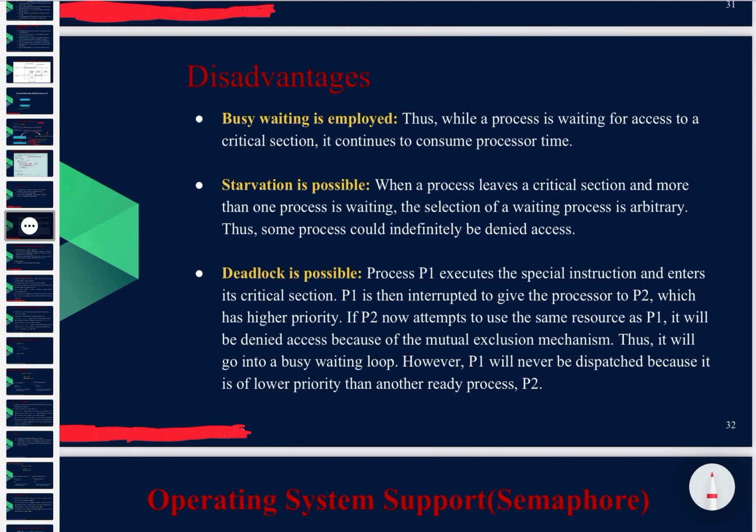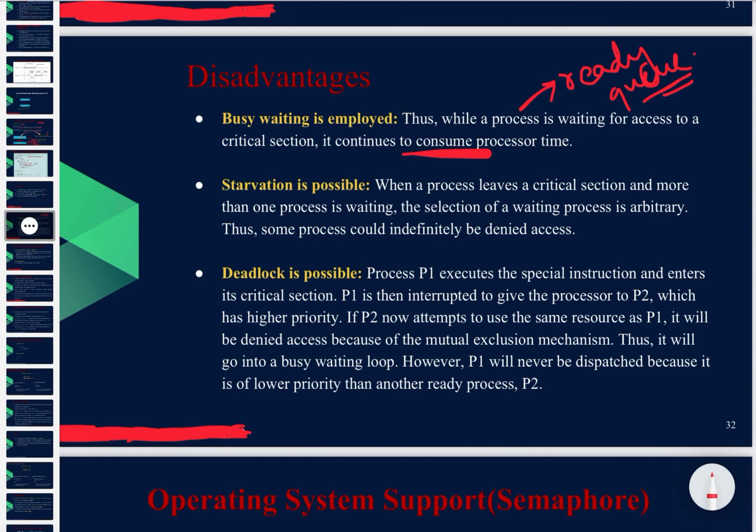Disadvantages: busy waiting is employed. Thus, while a process is waiting for access to the critical section, it continues to consume processor time. So while the process is waiting in the queue, it will continue to take up the processor's time.